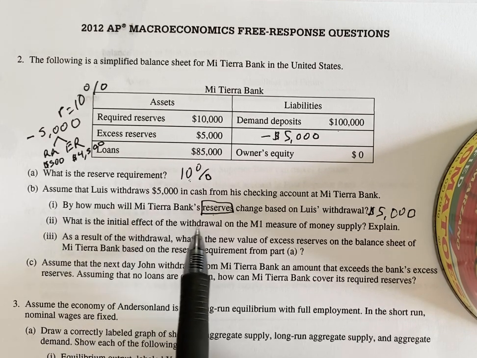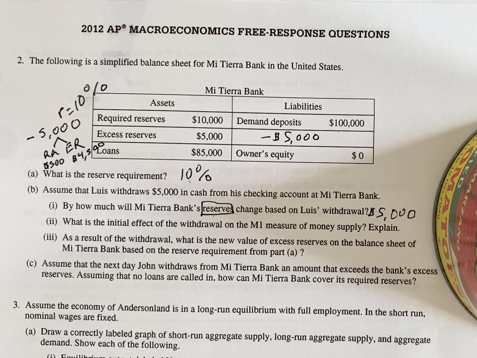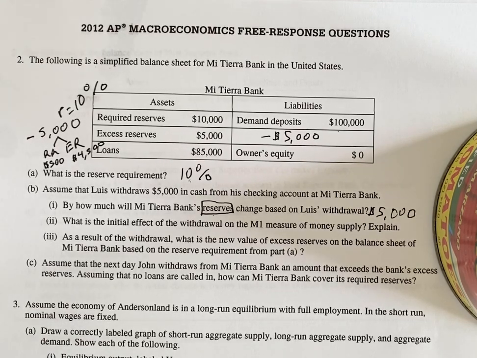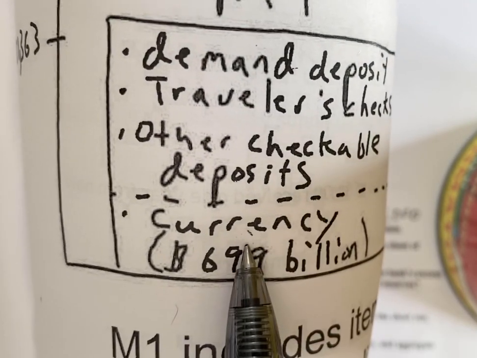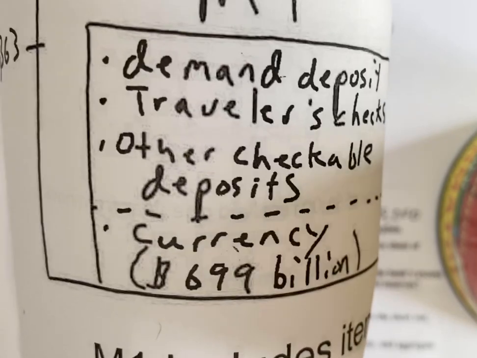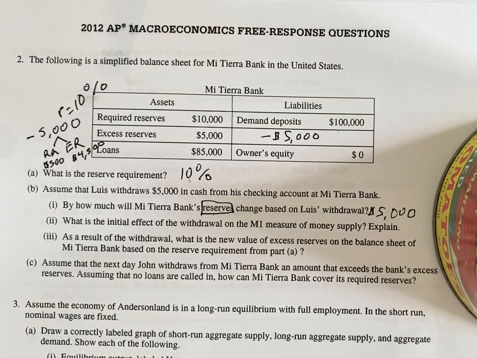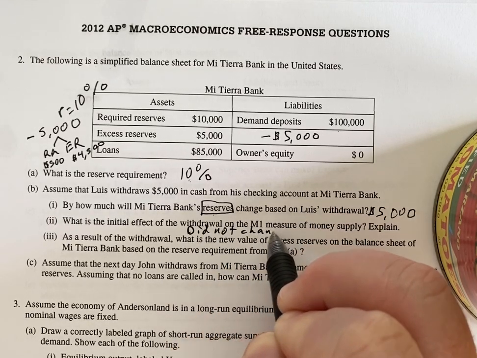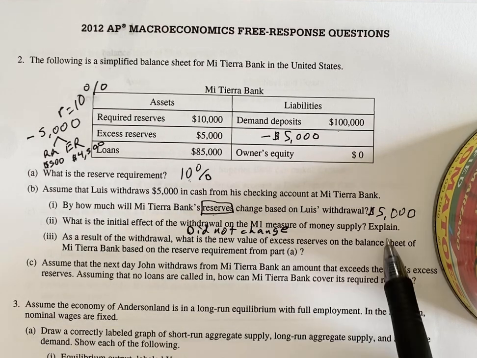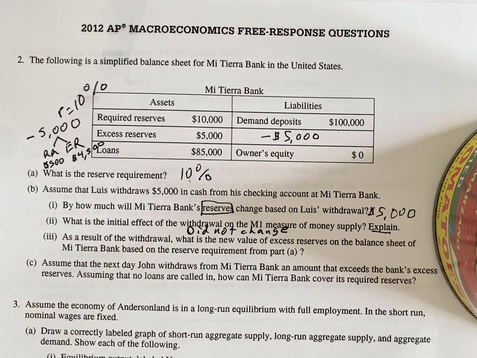What is the initial effect of the withdrawal in the M1 measure of the money supply? Well, M1, we go back to looking at this right here, and you went from demand deposits to cash, a withdrawal. So M1 did not change because you stayed within the same category. Notice how they asked the exact same question as 2011, but now they tried to make it harder with an explain, which I just did because demand deposits and currency are in the same category, so it did not change. So B3 was highly missed, but we already set up our work, so this is really easy.